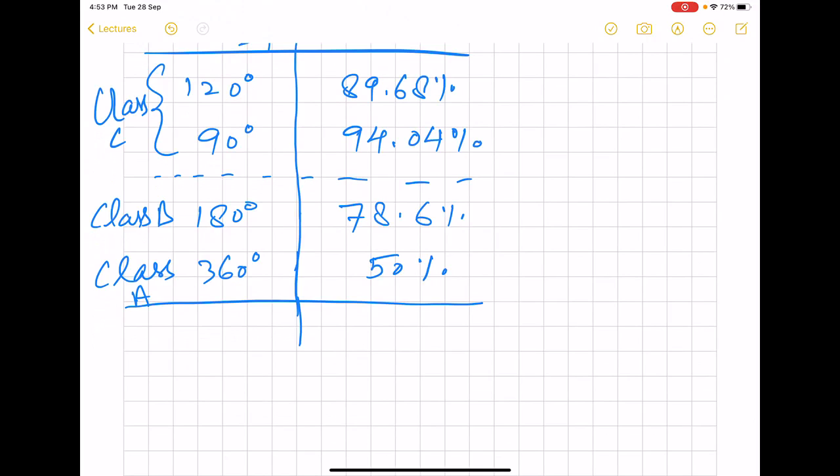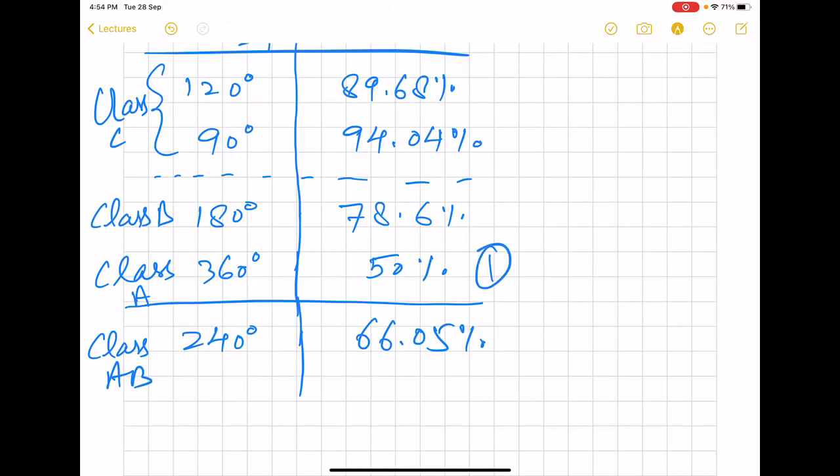So if we take the conduction angle to be 240 degrees, which corresponds to class AB, then in this case the efficiency will turn out to be 66.05. So here we see that we have the smallest value for class A, then we have class AB, then class B, and then of course class C. So as the conduction angle decreases, the efficiency increases.